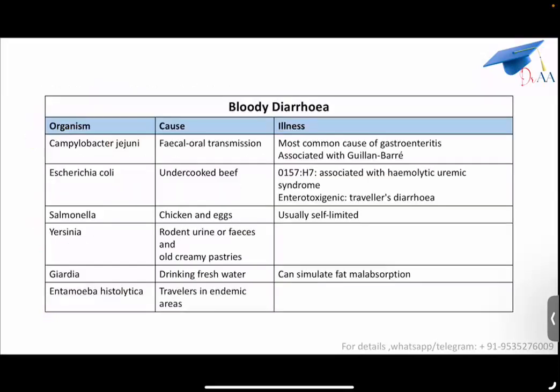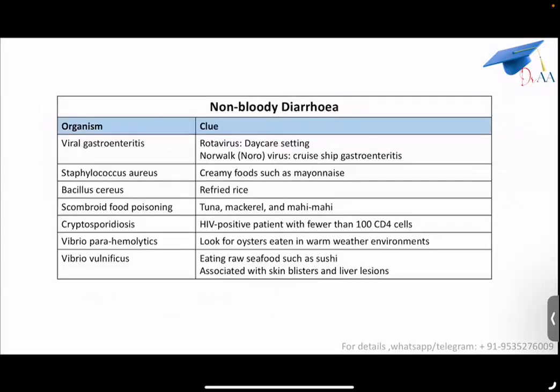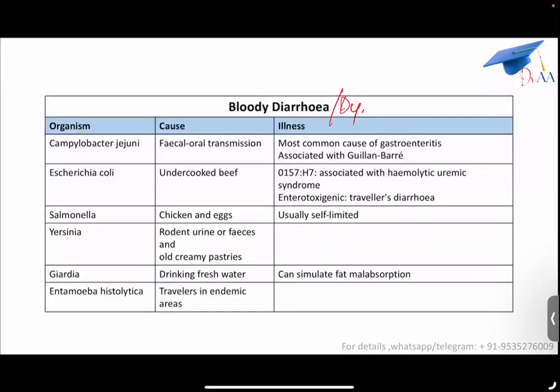Okay, so the question they can give you is to ask which organism it might be causing, or what complication you are expecting in bloody diarrhea. So what is bloody diarrhea? Bloody diarrhea is nothing but dysentery; this patient is having dysentery, or simple diarrhea. Let's first see about bloody diarrhea. What are the causes? What are the organisms? How to pick it up from the stem of the question.